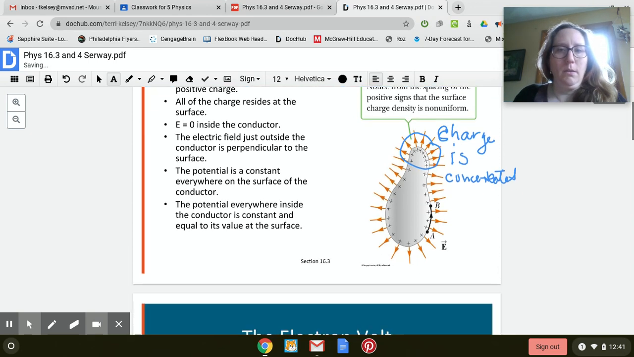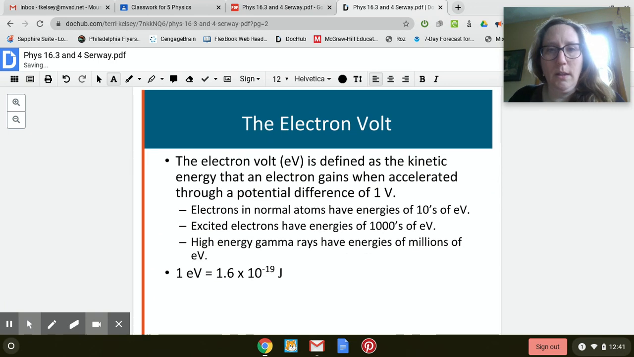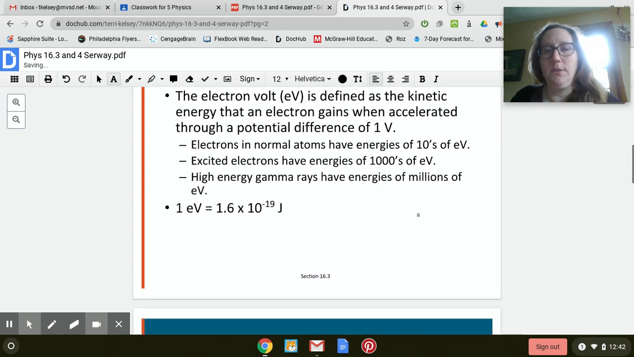Going on to the next one. There's a unique unit here. We call it the electron volt. It's just an equivalent unit to compare things. It's defined as the kinetic energy that an electron gains when it's accelerated through 1 volt of potential. Usually electrons in normal atoms, not excited ones, are in the 0 to 10 range. Excited electrons go to the thousands range, and high energy gamma rays have millions of electron volts. So it's just a comparative way to show charges and potentials.